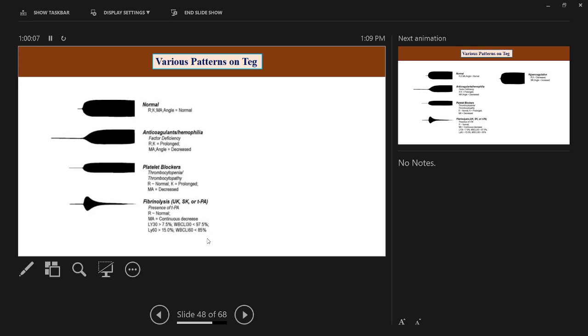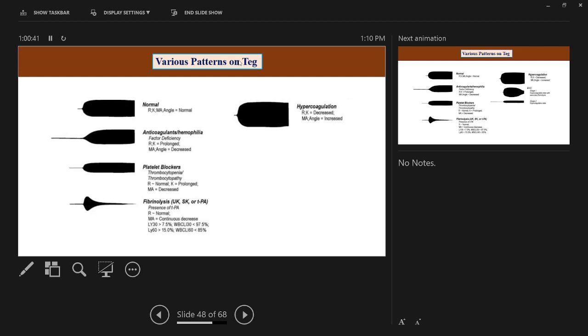In fibrinolysis, there is presence of tissue plasminogen activator that we have seen, which causes hyperfibrinolysis. The R time is normal in that, so the clotting factors are actually normal in this. There is a continuous decrease in the maximum amplitude. And LY30, since there is hyperfibrinolysis, as you can see, the maximum amplitude that was achieved was this, but within 30 minutes only, it has decreased by more than 8% definitely. It is almost more than 50% decreased. And for LY60 also, more than a 15% decrease should be there.